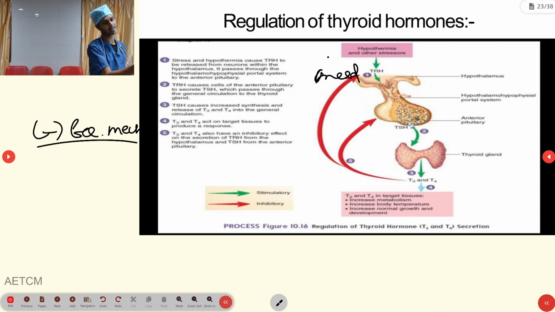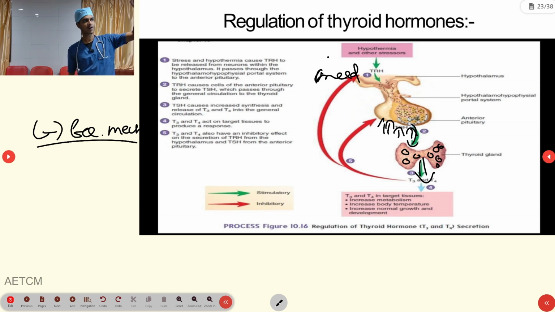In the time of need it will secrete more amount of TSH, and that will be released into your circulation. That messenger will come and attach to your thyroid gland and stimulate it, thereby your thyroid gland will secrete the thyroid hormone. So this is the pathway.